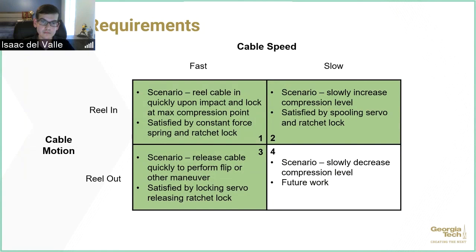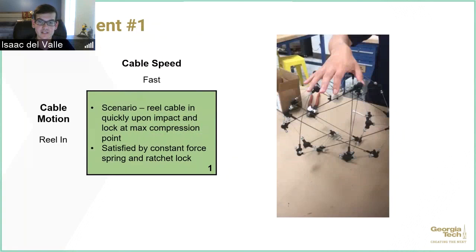The first requirement is satisfied by a constant force spring in the ratchet lock. The actuating cable is spooled around inside the housing and connected to a ratcheting gear, in one end of the constant force spring. The ratcheting gear behaves just like an ordinary ratchet. It is able to rotate in one direction, but not the other when the lock is engaged, and both directions when the lock is disengaged.